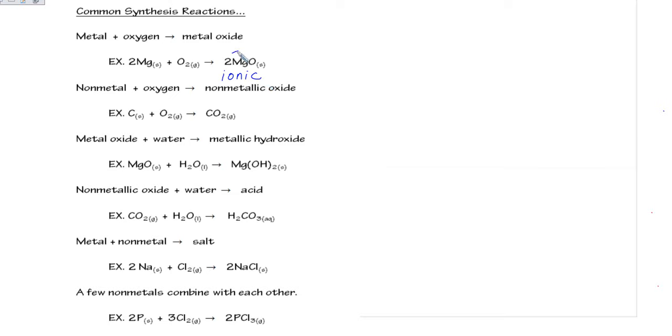I can write the product just by looking up the charges on a periodic table. I cannot do that with the nonmetals. The nonmetals don't transfer electrons. They're sharing and forming covalent compounds. So I don't know if this product's going to be carbon monoxide, carbon dioxide. So they'll have to give you a little hint on that one. So a question might read like, solid carbon reacts with oxygen gas to form carbon dioxide. And then I write the balanced equation.